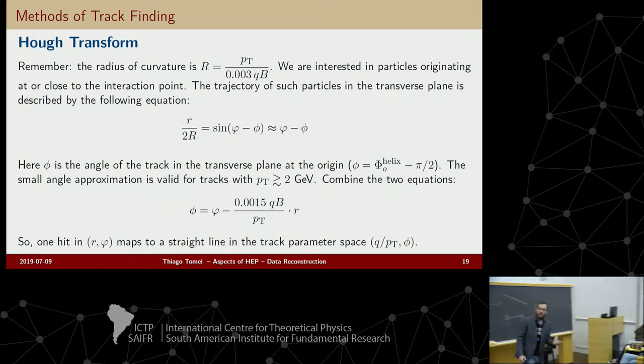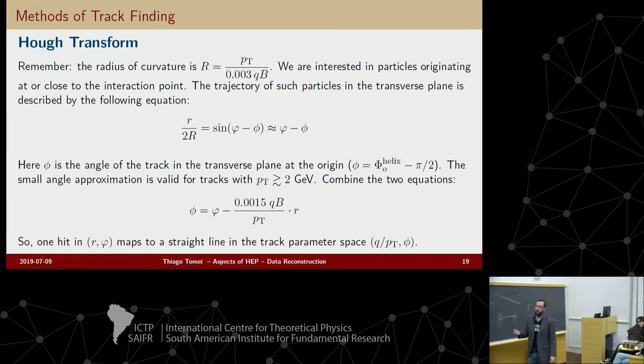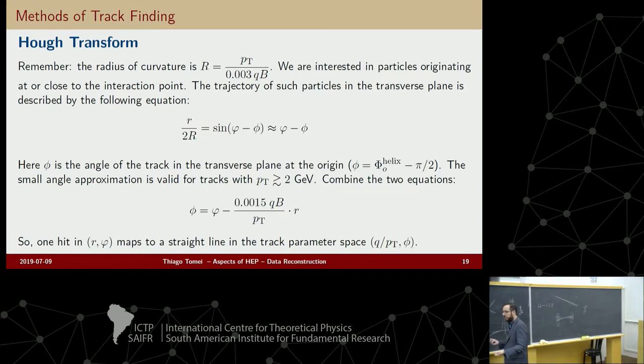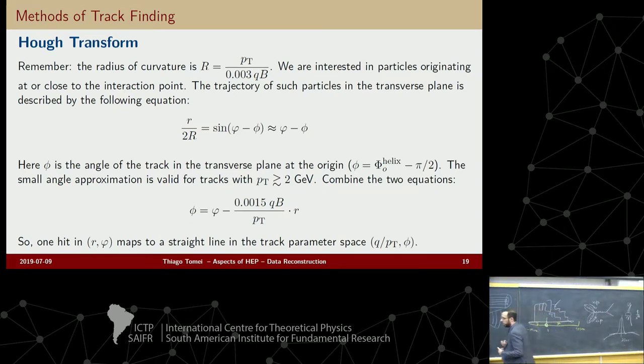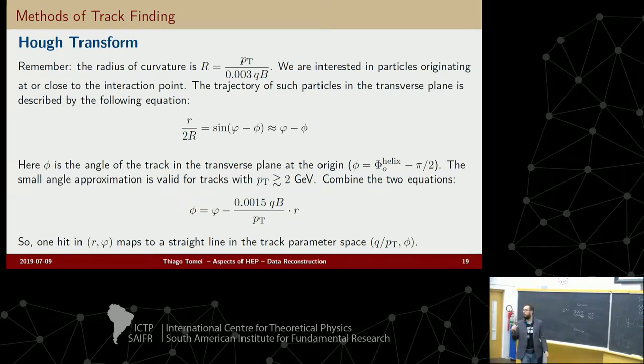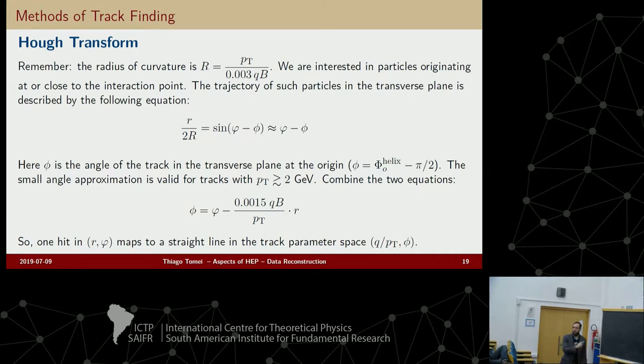But then you can take this idea a little bit beyond. You can do what's called a Hough transform. And while the previous one, the conformal mapping, is something that's only useful for illustrating purposes, yes, nobody does that in practice. But the Hough transform is actually what we're going to do at CMS for the upgrade. So how to solve the hairy problem that I just showed you. Now, remember the master equation. We are interested just in the particles that come from the interaction point.